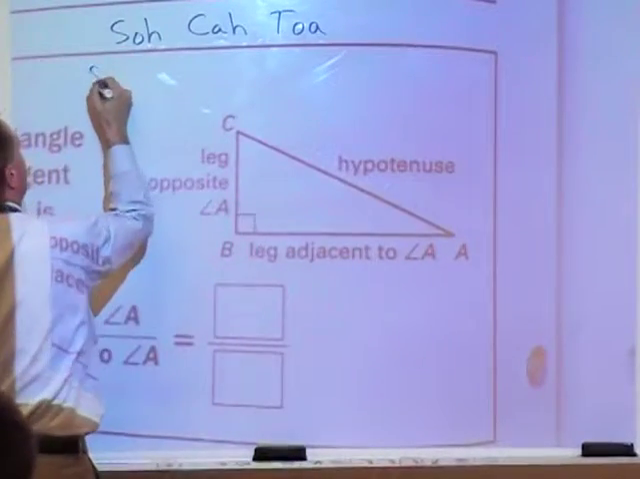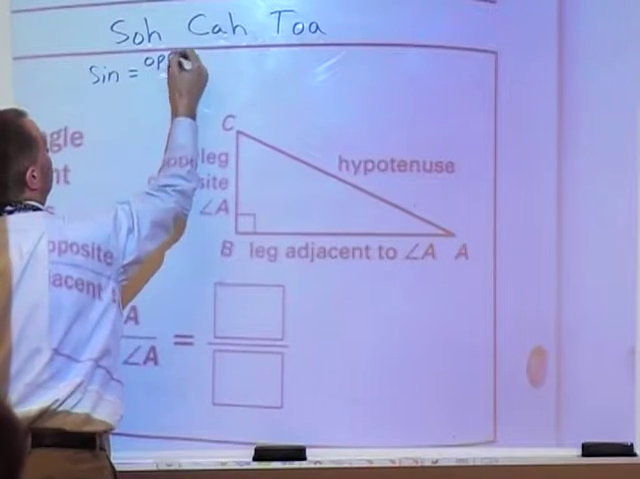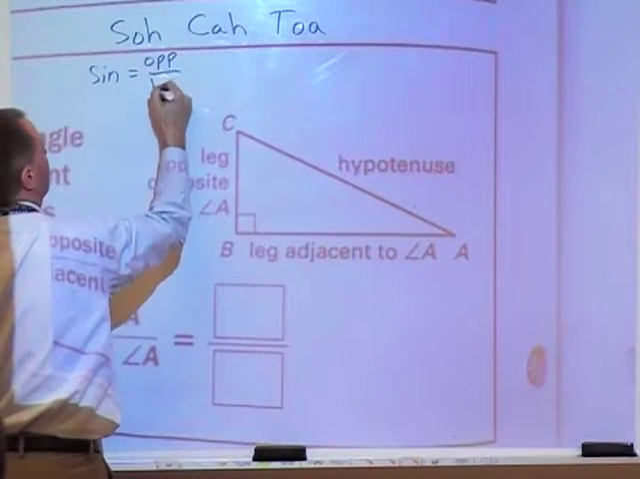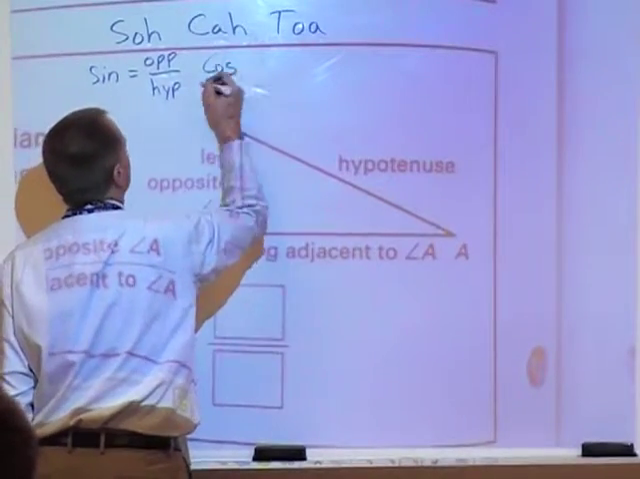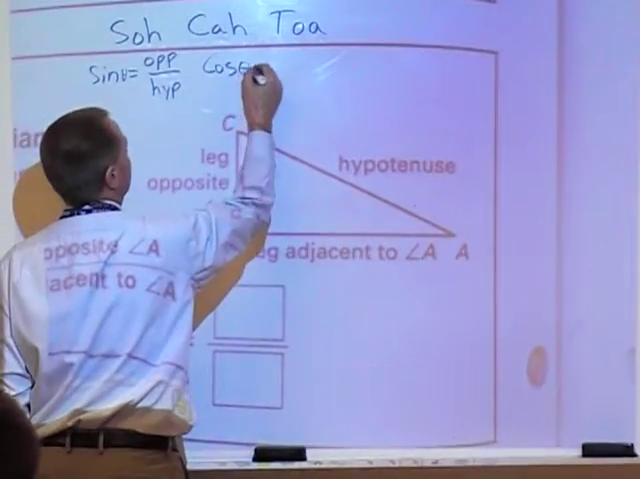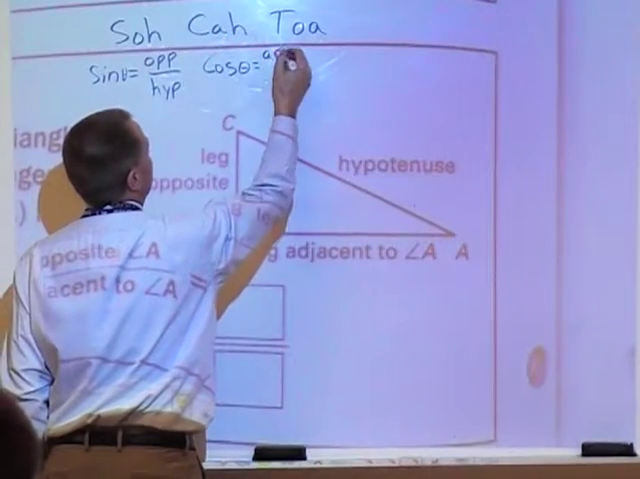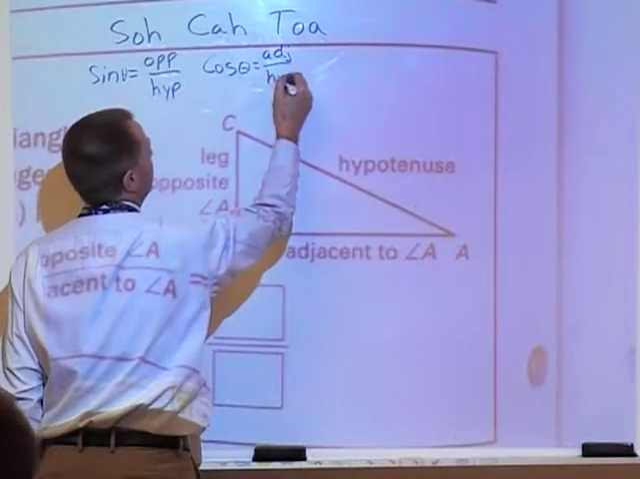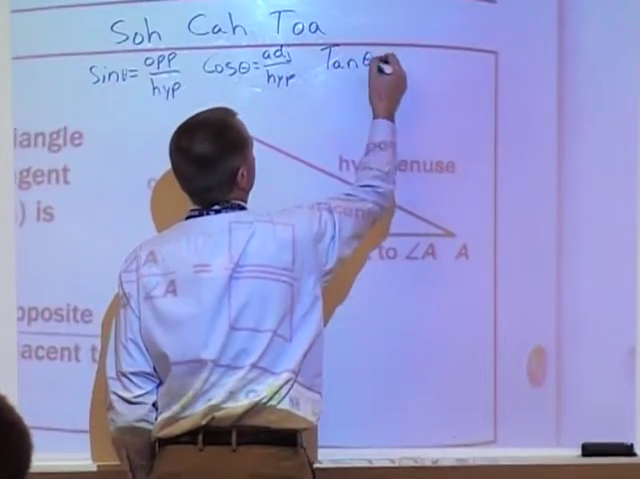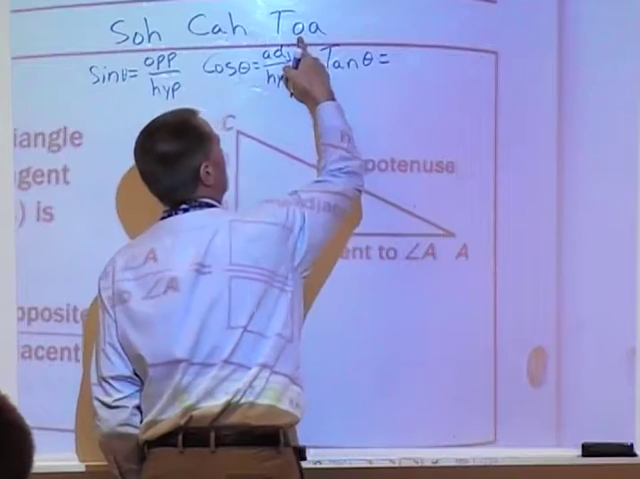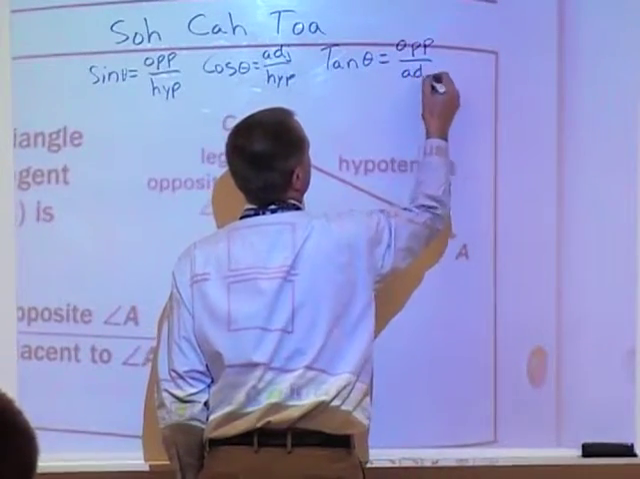And this is the sine, and it equals O, the opposite leg, over H, the hypotenuse. This is cosine. Don't worry about this. This little symbol is called theta. This is A, the adjacent leg, over the hypotenuse. And T is tangent of theta. That equals the O, opposite leg, over A, the adjacent leg.